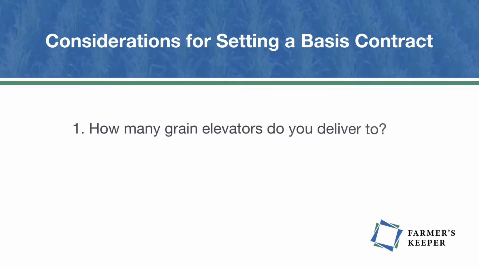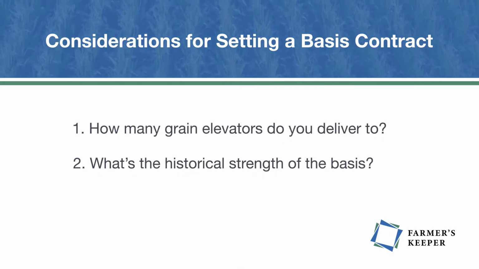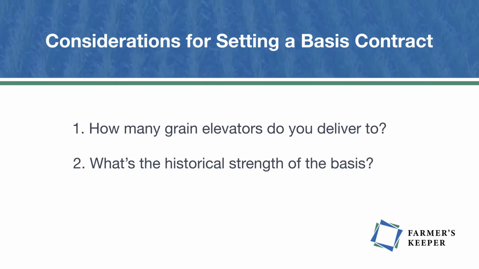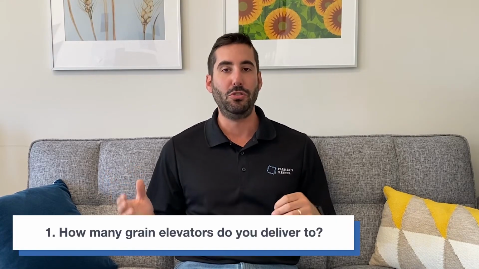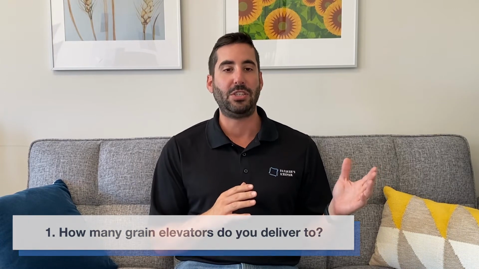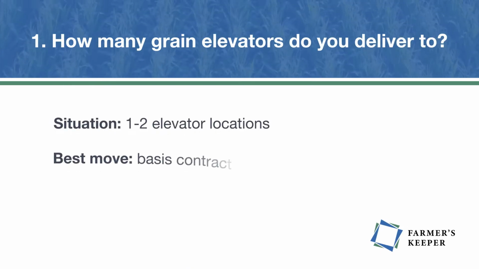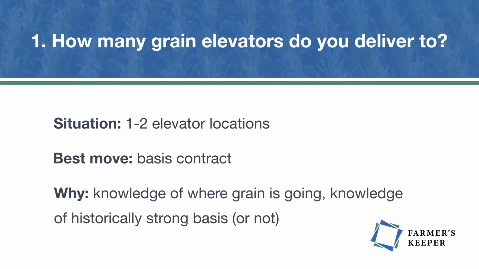Number one, how many grain elevators do you deliver to? Number two, what's the historical strength of the basis that you're seeing locally right now? And then finally, when are you planning to deliver? So if you're a producer that delivers to one or two elevator locations, it might make sense for you to lock in basis contracts because you pretty much know where your grain is going to go, and you probably have a pretty good idea on what a historically strong basis is there or not.